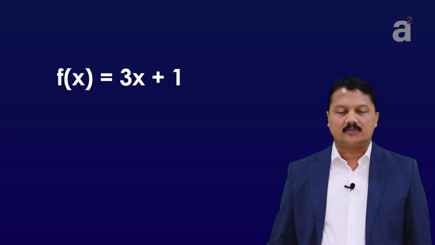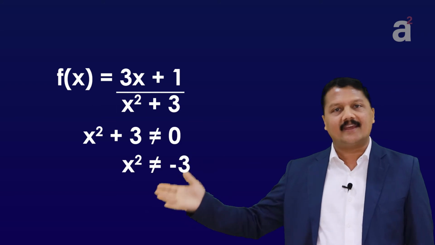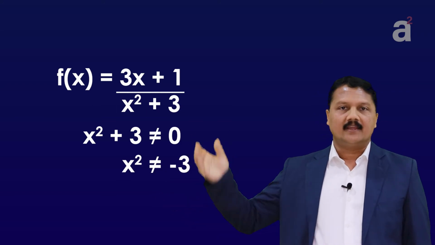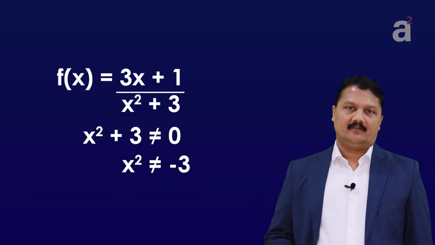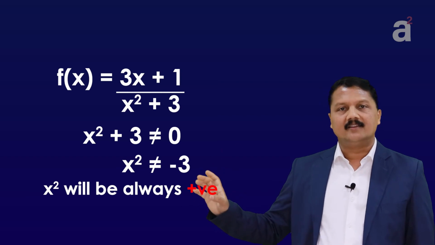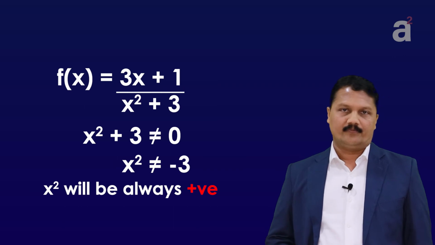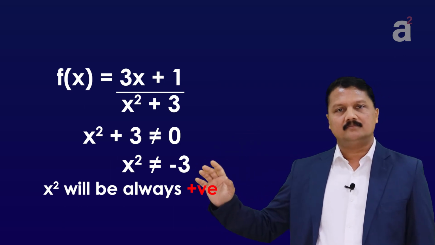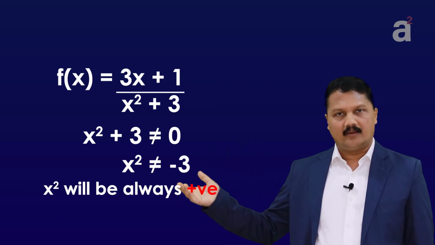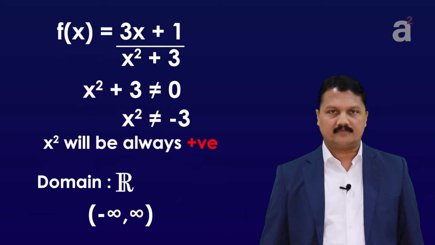What about the function f of x is equal to 3x plus 1 divided by x square plus 3? But x square plus 3 can never be 0, because x square can never be negative 3. X square will be always positive. For this function, there is no possibility for the denominator to be 0. So for every x value, it is real. That means the domain is the set of real numbers.